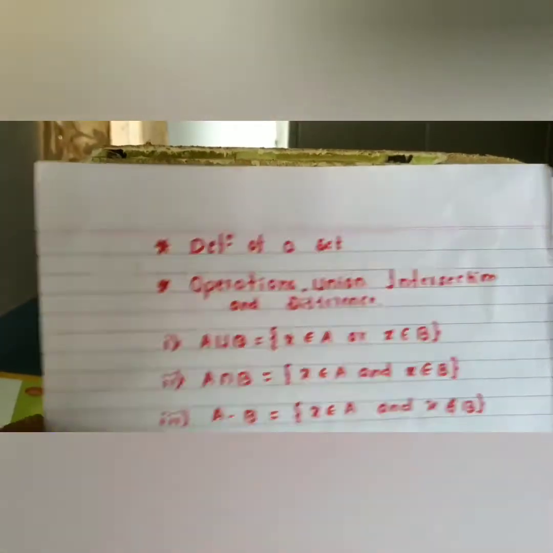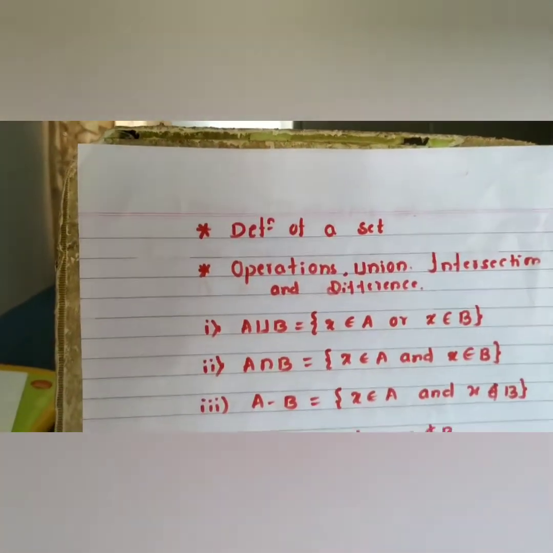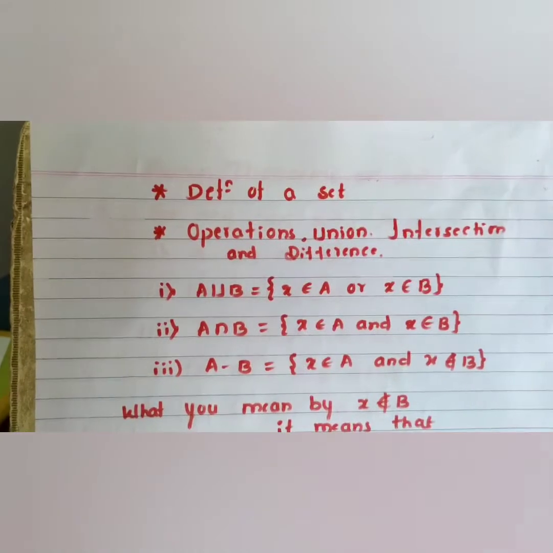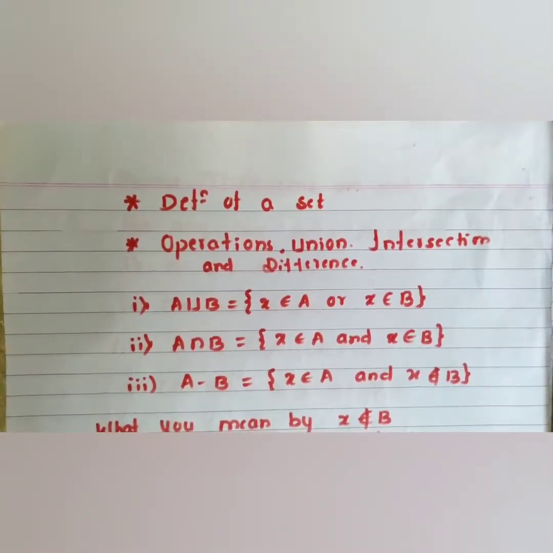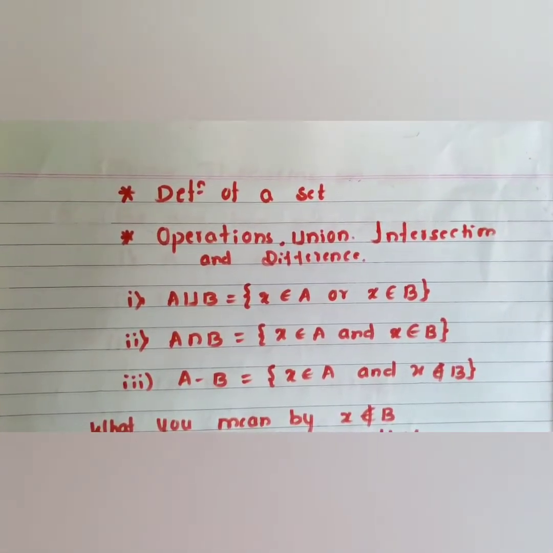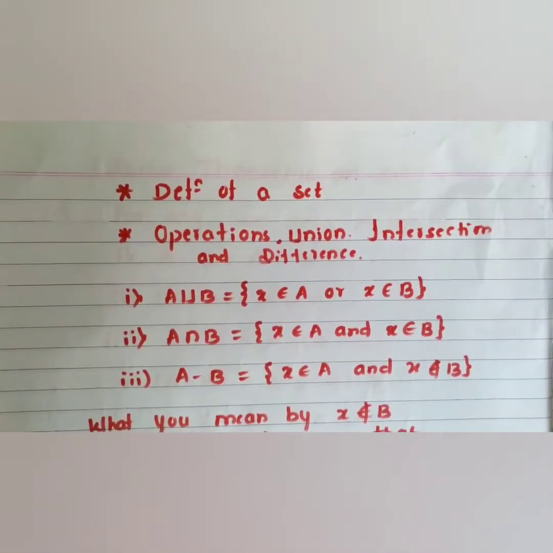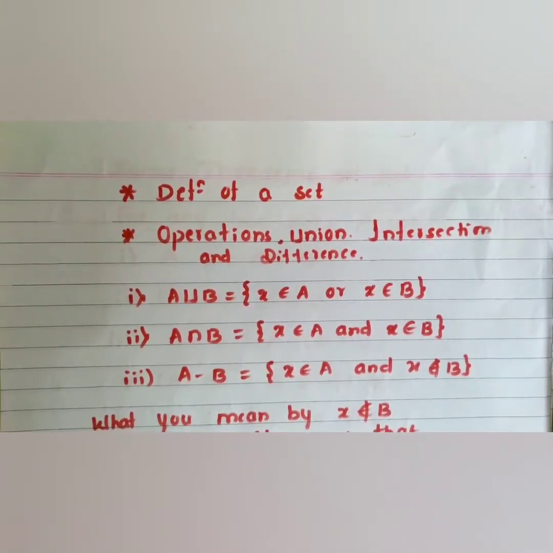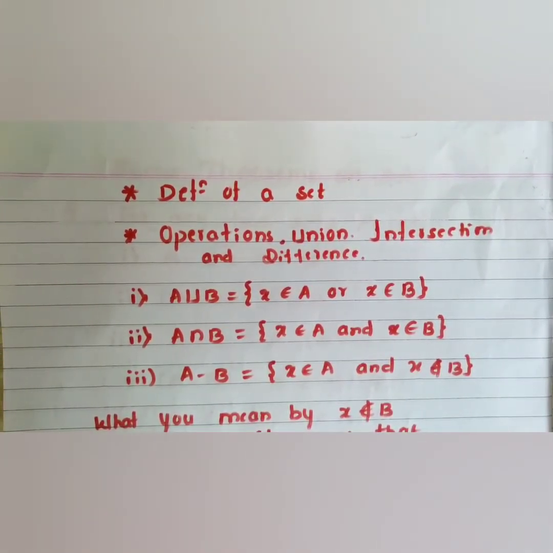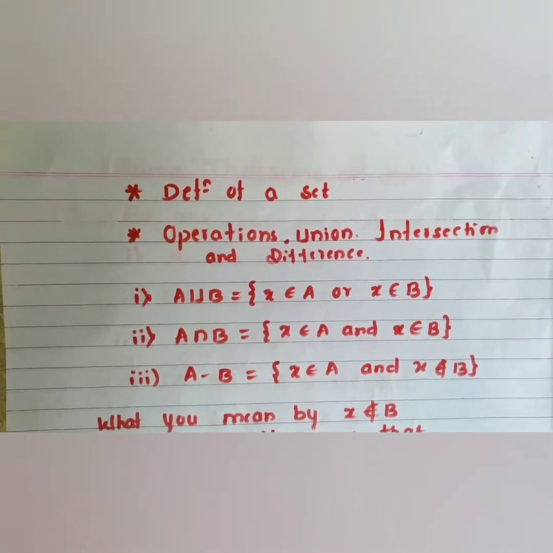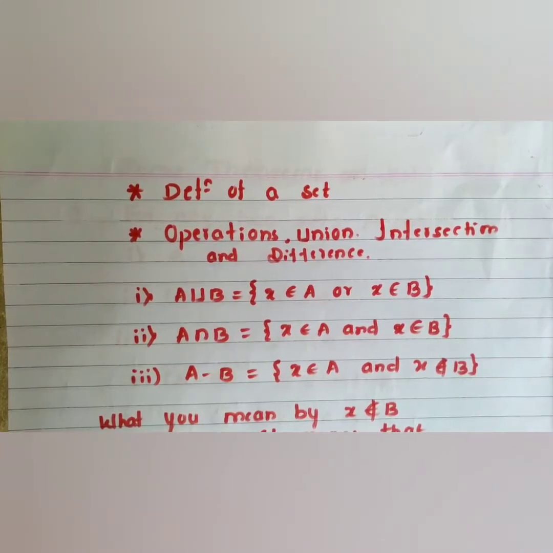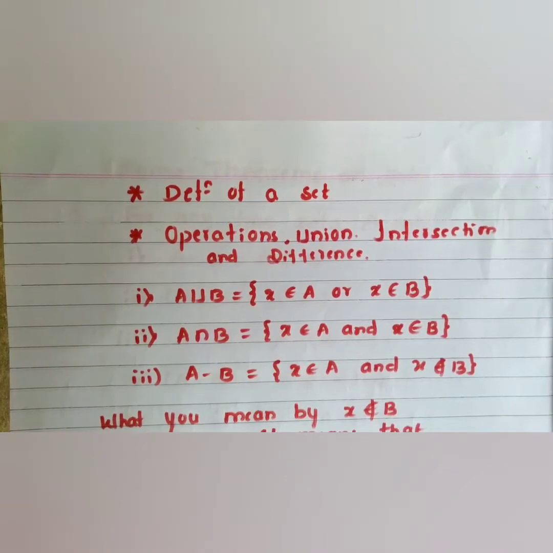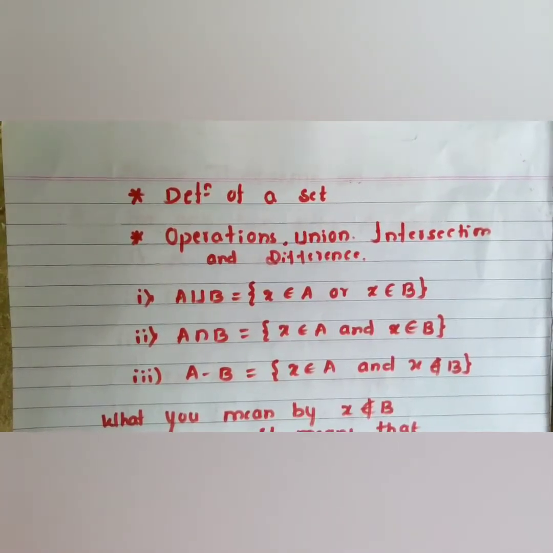Initially we started set theory with the definition of a set. As you know, a set is a collection of well-defined objects. Thereafter, how to represent a set can be done by two methods, and then operations on sets were done. Namely, three operations are very important: union, intersection and difference.